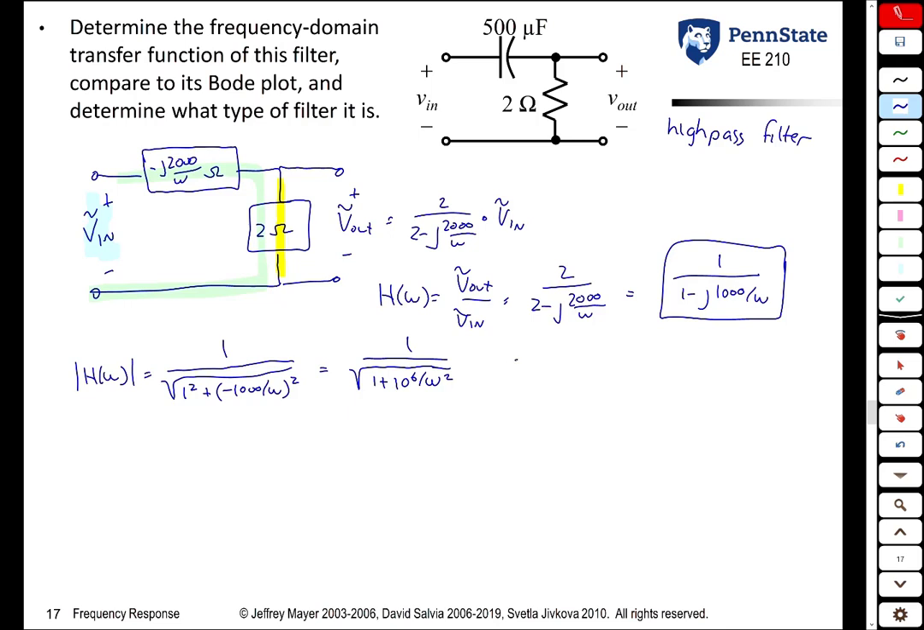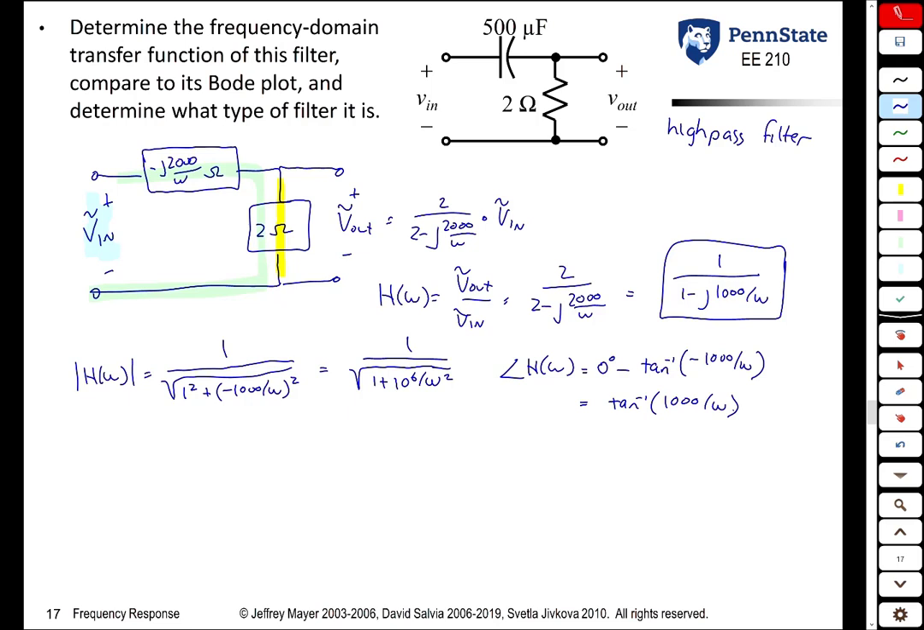Let's look at the phase, or the angle of H of omega. Once again, the angle of the numerator is just 0 degrees. The angle of the denominator is subtracted from the angle of the numerator. So we subtract the angle of a complex number, which is the inverse tangent of the imaginary over the real. And the inverse tangent of negative x is negative the inverse tangent of x. So this can be rewritten as plus inverse tangent of 1000 over omega.